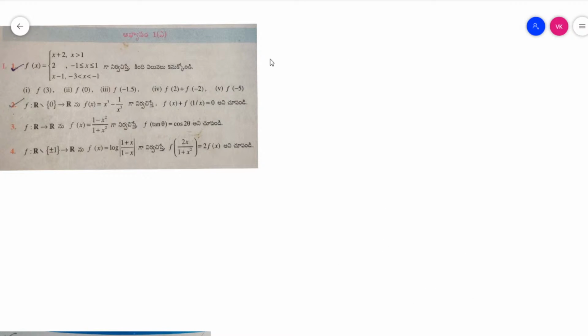The third question: given that f maps R to R, and f is defined as f of x is equal to 1 minus x square by 1 plus x square. Then find f of tan theta is equal to cos 2 theta. We have to prove that f of tan theta is equal to cos 2 theta. Okay.